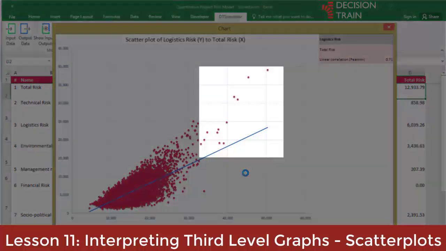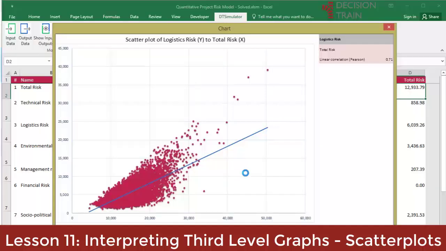The presence of some extreme values towards the upper right side makes us suspect that under extreme conditions caused by very high logistics risks, perhaps also caused by extreme scenarios of availability of construction materials, this will in many cases have a definite impact on the total risk.